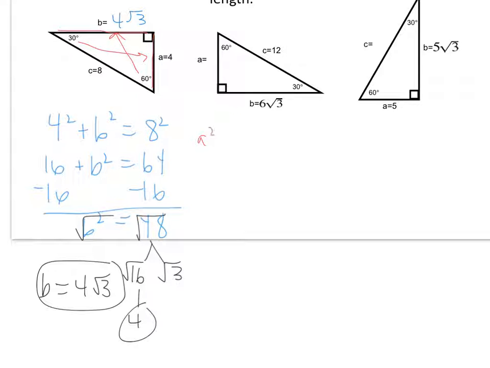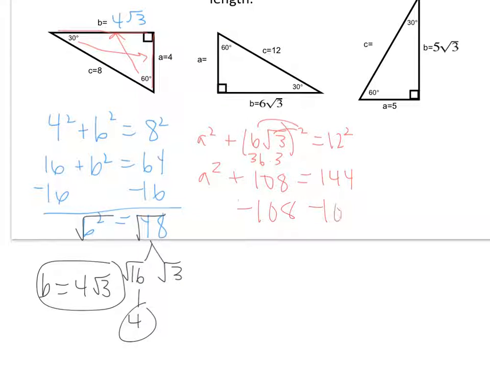I have a squared plus 6 square roots of 3 squared equals 12 squared. So a squared plus 6 squared, which gives me 36, and then square root of 3 squared is just 3. So 36 times 3 is 108 equals 144. And now I'll subtract 108. 144 minus 108 is 36. Square root of 36 is 6. So here a would equal 6.